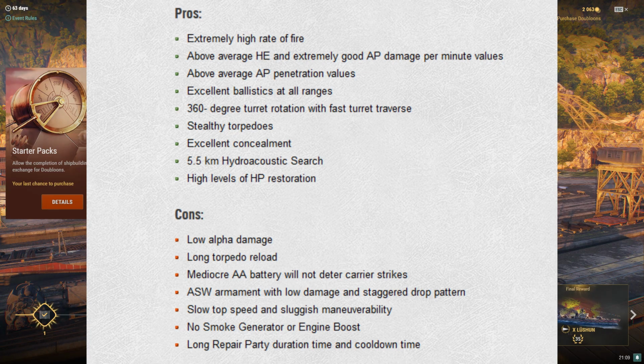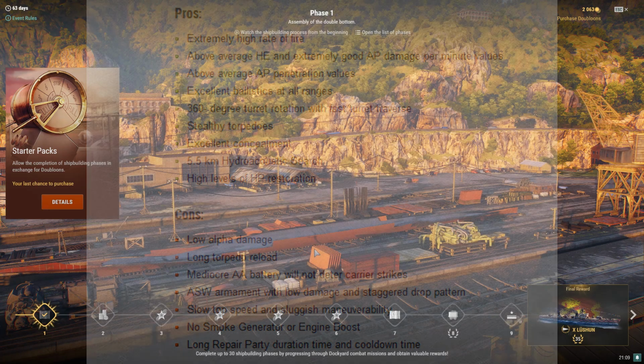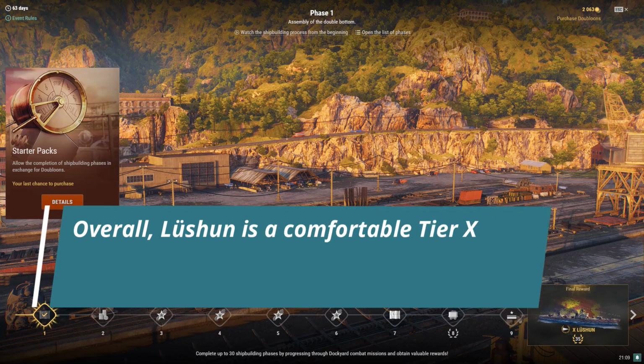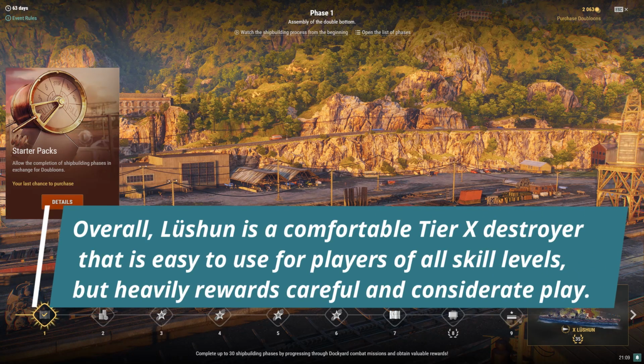Long repair party duration time and cooldown time. So this is what you have on the Sevastopol, I believe. It has a long action time, but it also has a long cooldown time. So you can't pop the heals as quickly as you would on a Kidd or Khabarovsk, something like that. Now overall, they say the Lüshun is a comfortable tier 10 destroyer that is easy for players to use. So take that information as you will.